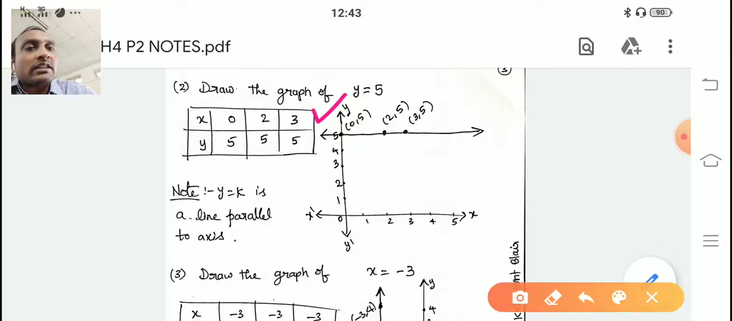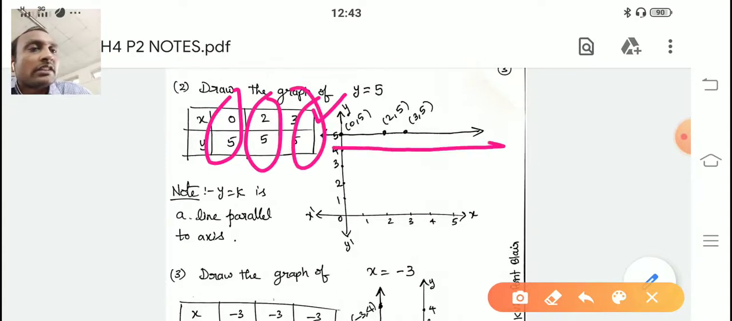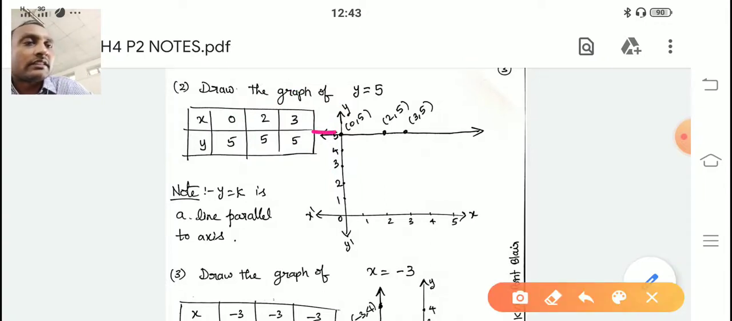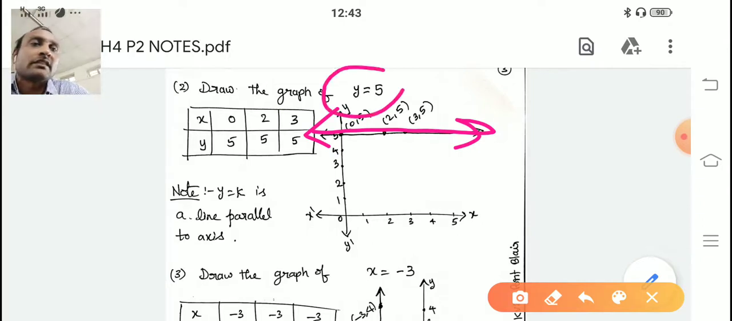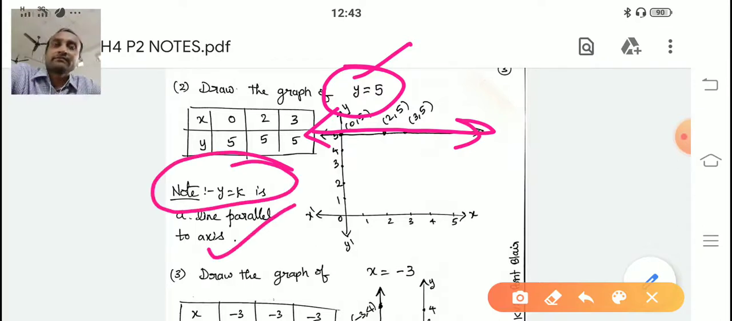So, for x is 0, 2, 3, the points are 0, 5; 2, 5; 3, 5. Substitute the points and join them to get the straight line. See how we got the straight line. This is the line parallel to the x axis. Here y is equal to 5, there is no x, so it is a line parallel to the x axis. Any line of the form y is equal to k is a line parallel to the x axis. Remember.